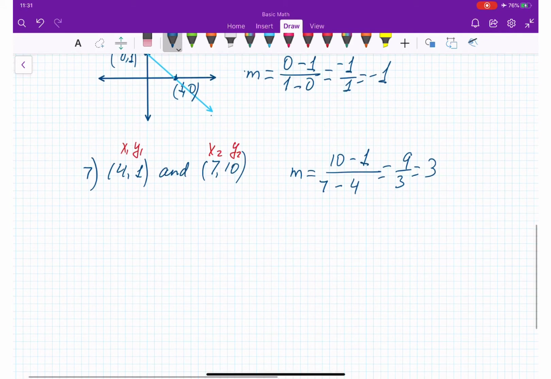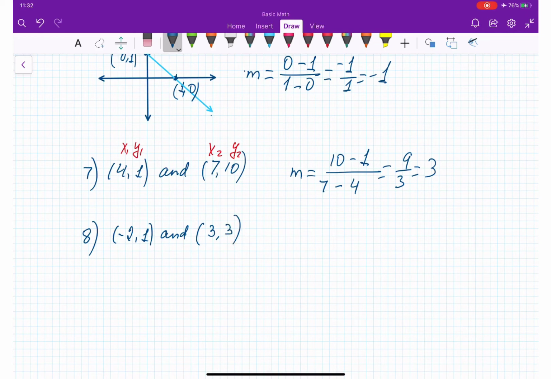Question number 8. Find the slope again. We are given negative 2 and 1. And the next pair of coordinates is 3 and 3. So the graph is passing through these 2 points. We need to find the slope.